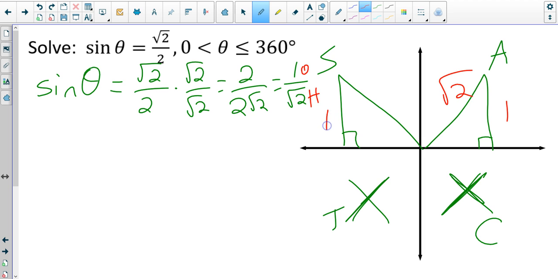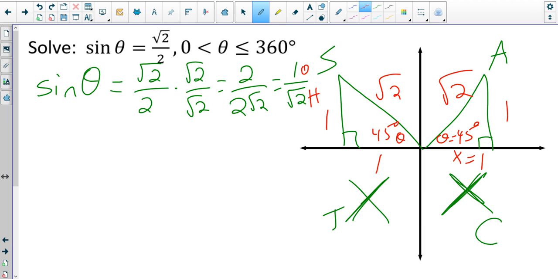Our opposite is 1. The hypotenuse is the square root of 2, with our theta down here. The purpose of unrationalizing our denominator is that now we can look at this right triangle, and if we did the Pythagorean theorem where we'd say x squared plus 1 squared equals the square root of 2 squared, we would find that this is a length of 1. This matches up exactly with a 45-45-90 triangle.